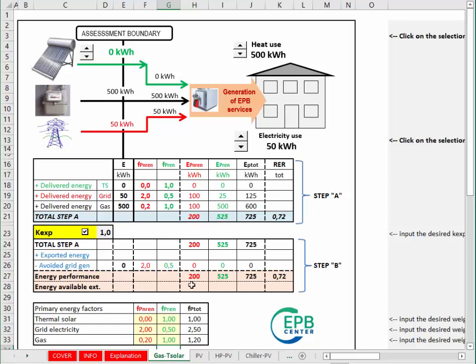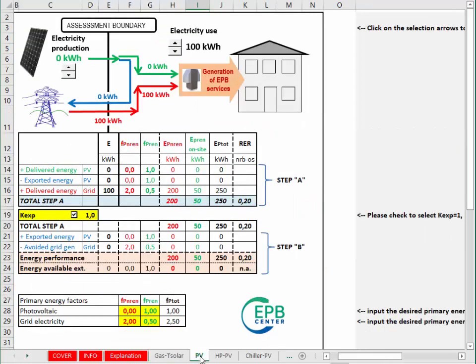Now let's introduce exported energy with a simple example about PV. This is a system that requires only electricity that can be provided by the grid or by an on-site PV panel. The starting point is a condition where all the electricity is provided by the grid. The 100 kilowatt hours that are required by the building are all provided by the grid.